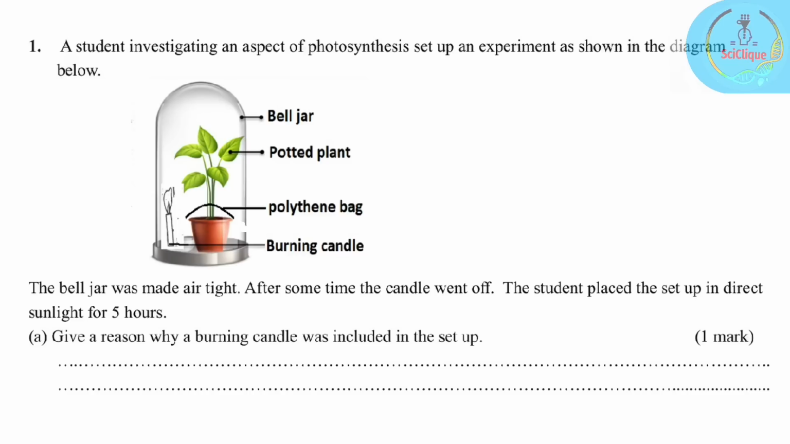Part A. Give a reason a burning candle was included in the setup. Let's look at this. A candle is a hydrocarbon. It consists of carbon and hydrogen only. So when hydrocarbons burn, they're going to use up oxygen, but they will also release carbon dioxide. So the reason we are including a burning candle is so that it can supply carbon dioxide. Remember, the question is saying that we are investigating an aspect of photosynthesis. This, of course, relates to the carbon dioxide.